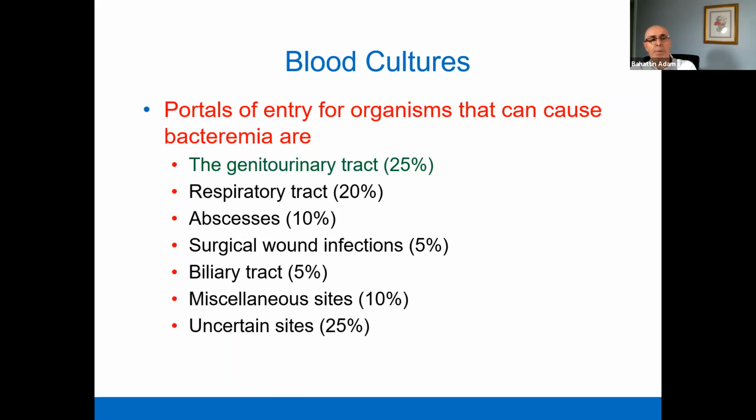Now you see here the portals of entry for organisms that can cause bacteremia or septicemia. Number one is the genitourinary tract, especially in females, and in immune-compromised patients. Second is the respiratory tract, abscess, surgical wound infection, biliary tract, and others are also portals of entry for organisms.